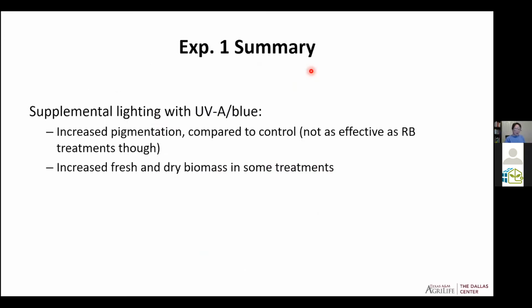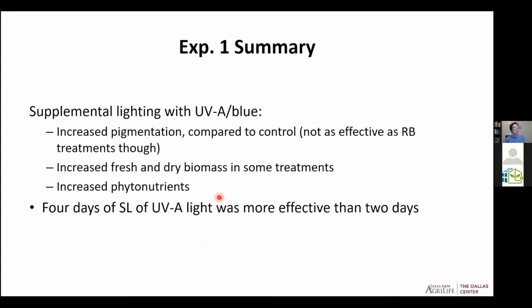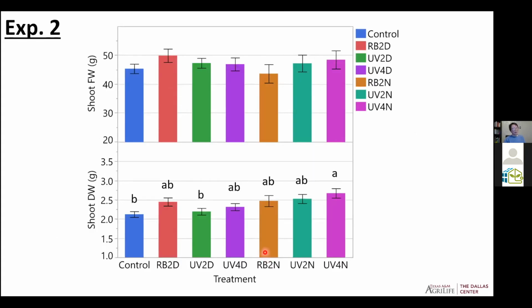From this experiment, we summarize that supplemental lighting with UVA can increase pigmentation, but it is not as effective as red and blue. It increased the fresh and dry weight in some treatments, and increased the phytonutrients. And 4 days was more effective than 2 days. However, day and night treatment were not clear from this one. So we repeated it a second time in the same year.